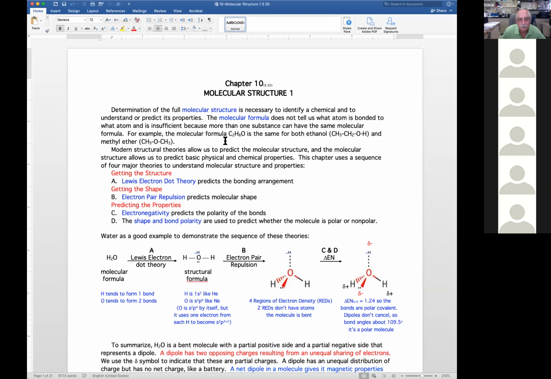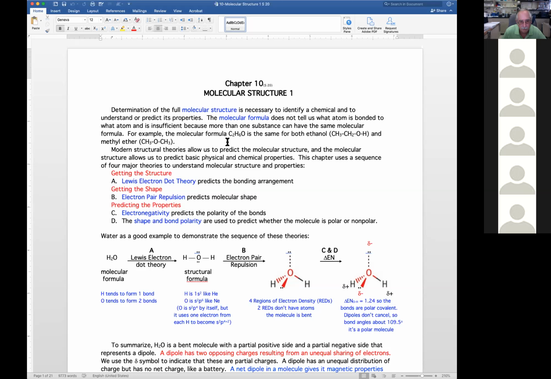So here's a molecular formula. What the molecular formula does is it tells us that there's 2 carbons, 6 hydrogens, and 1 oxygen. But it doesn't tell us how those atoms are bonded to each other. You could take that same formula and it could represent ethanol, which is this partial structural formula, or ether, which is this partial structural formula. So this is not enough information. We need 3-dimensional information.